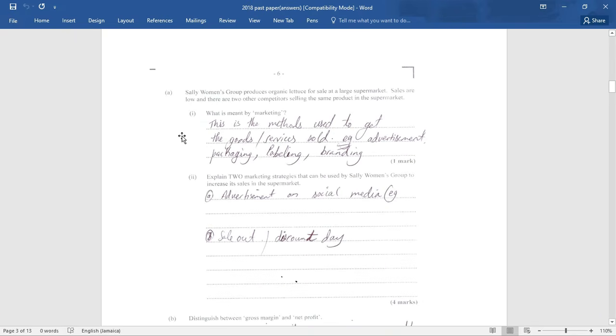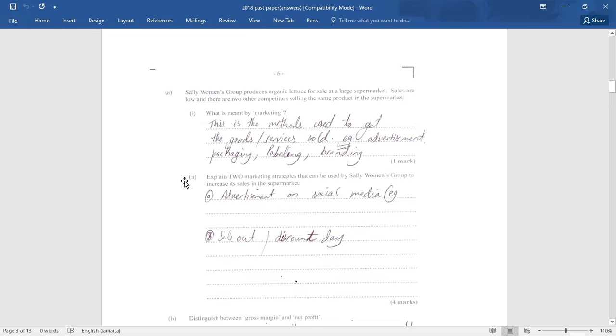Alright, so let's move to question number 2. So here, A of the question says, Sally Women's Group produces organic lettuce for sale at a large supermarket. Sales are low and there are 2 other competitors selling the same product in the supermarket. And 1 of A says, what is meant by marketing? Now, this is the method used to get the goods or service sold. Example, advertisement, packaging, labeling, branding, etc. Alright, so in short, it's just whatever the seller does to make sure their goods are sold.